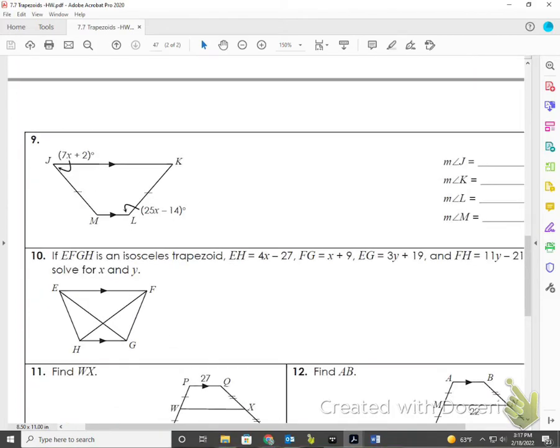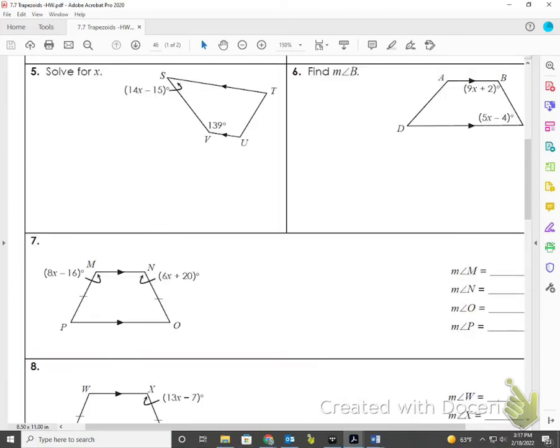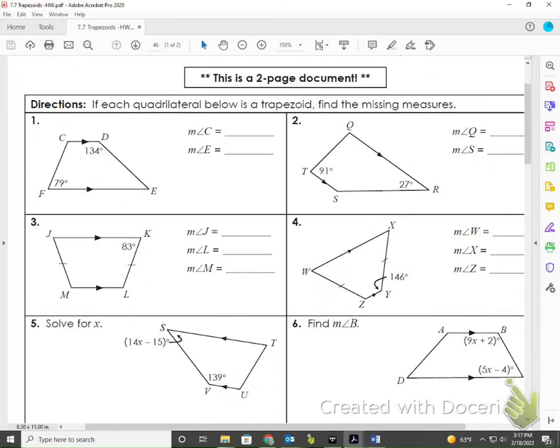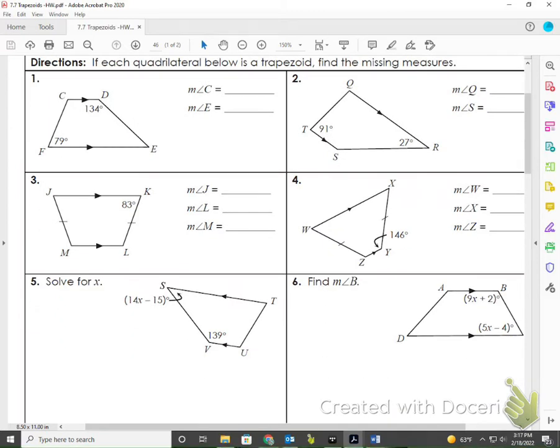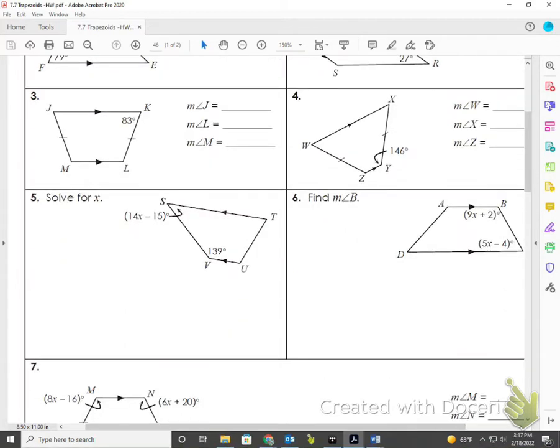So let's go through just a couple of these, and I might just talk through them. So here we know that these two angles have to be supplementary. So you're going to go 180 minus 79 to get C, and you're going to go 180 minus 134 to get E. So that's how all of these top ones are going to go. Now here, 3 and 4 are isosceles. Silly me. Okay, so number 3's isosceles.